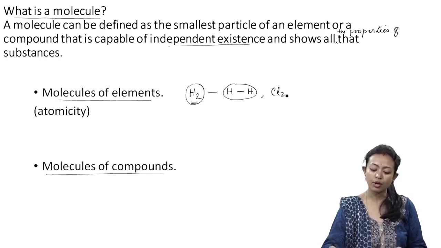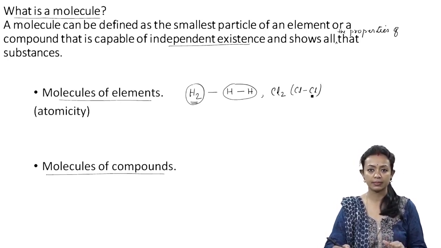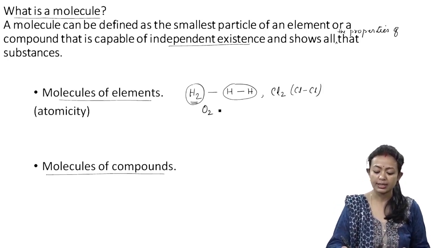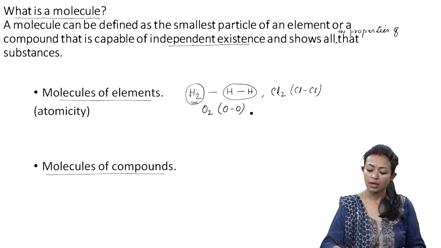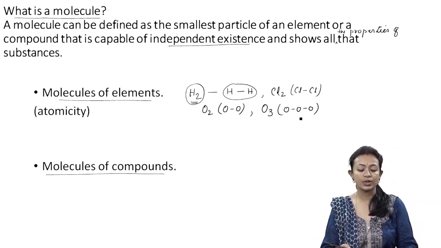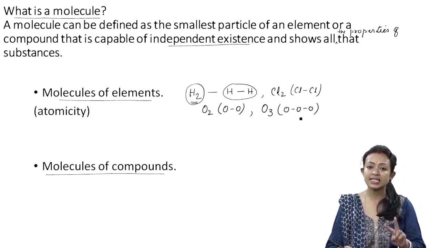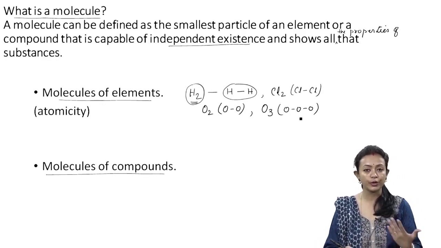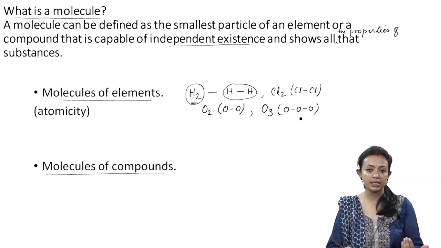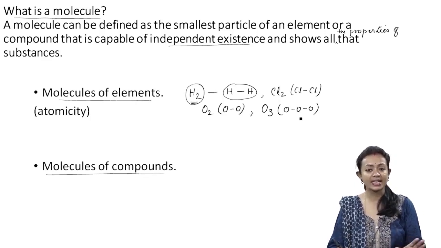Similarly, if we take a chlorine molecule, there you would see there are two chlorine atoms that combine to form a molecule of chlorine, which is the stable state. I can take another example. If I take oxygen, then oxygen is made up of two atoms of oxygen. Whereas there can be a molecule of ozone, where three atoms of oxygen combine together to form a molecule of ozone. And in each of these cases, you would see the same kind of atoms combined together. So when we need to define a molecule of an element, we would define that a molecule of an element is the smallest particle in which two or more atoms of the same kind combine together to have an independent existence and it has all the properties that an element shows.